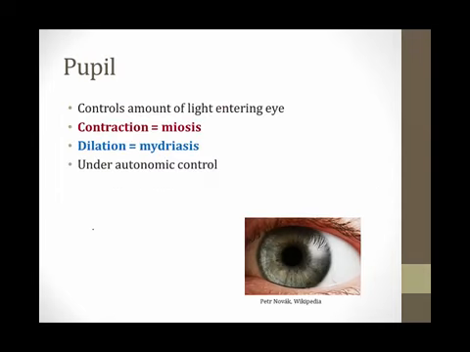The size of the pupil is not fixed. The body can adjust the size of the pupil to control the amount of light entering the eye. And when the pupil contracts or shrinks in size, we call that miosis. And when the pupil dilates or increases in size, we call that mydriasis. And these changes in the size of the pupil are under autonomic control. You cannot voluntarily make your pupil increase or decrease in size.